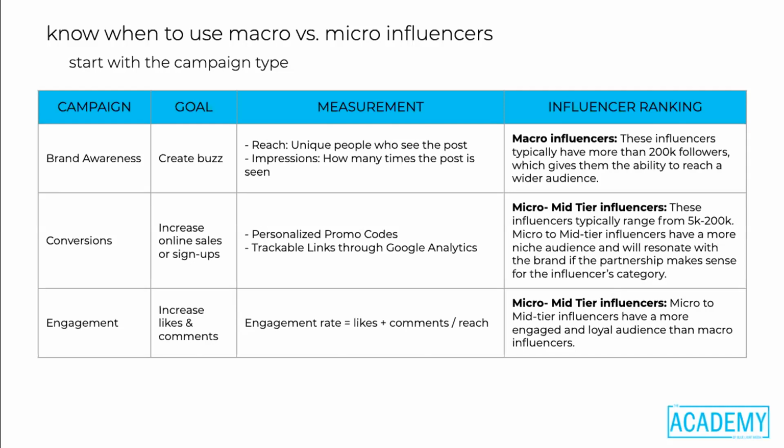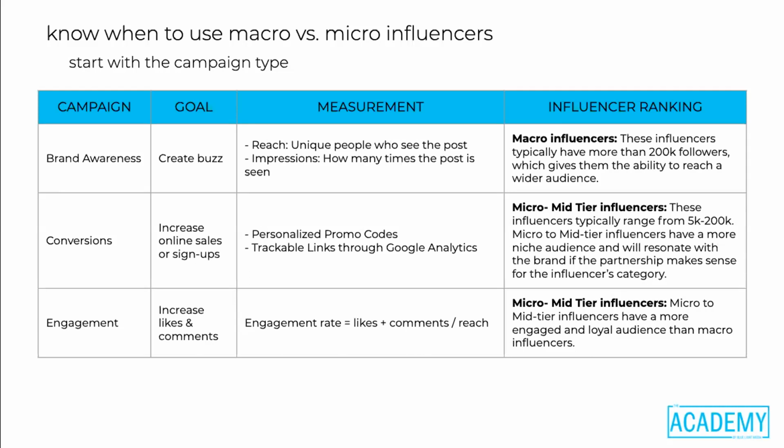And then finally, we can look at the conversion campaigns. Again, we want to use micro to mid-tier influencers here because they typically have better engagement, and their audience is typically the type that's going to be a little bit more receptive to click a link in the bio, to swipe up on an Instagram story, whatever the case may be. So here you definitely want to use some personalized promo codes. You want to make sure that all your tracking is set up so that you can actually see what your conversion rate is.